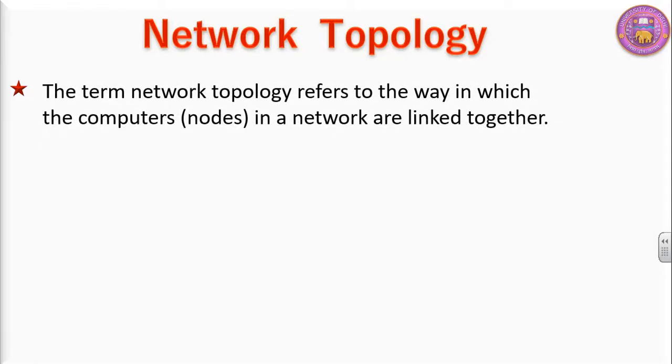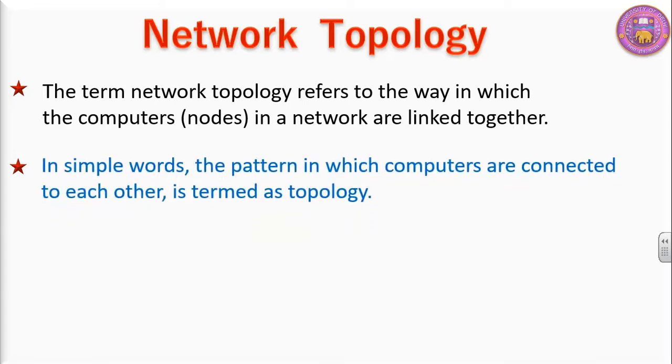On the basis of topology, let's first try to understand the meaning of network topology. The term network topology refers to the way in which computers, that is nodes in a network, are linked together. Student, please note that any device connected to network is termed as node. Whether a computer is connected to the network or a printer is connected to the network, it will be termed as node. So the term network topology refers to the way in which the computers or nodes in a network are linked together.